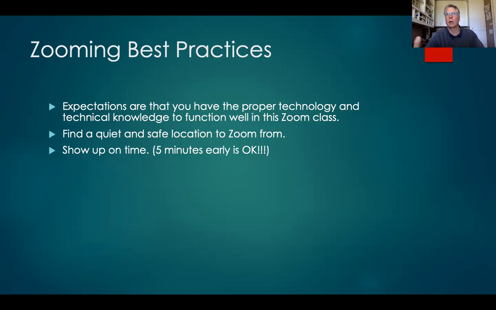As an example, I'm going to try to get on around 10 o'clock for a 10:30 class. I try to get there anywhere from 15 to 30 minutes early, depending on when class starts. But try to show up 5 minutes early instead of right on time or 30 seconds late, so we can get class going and engage the material.